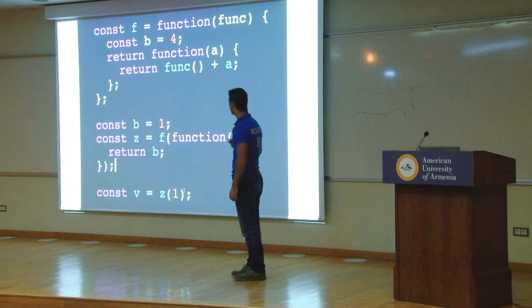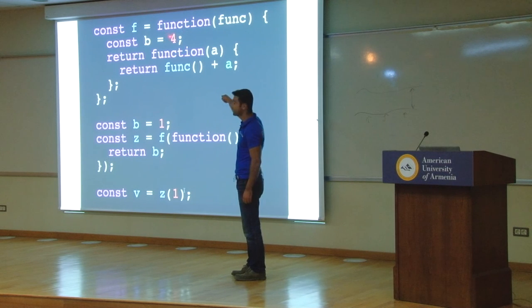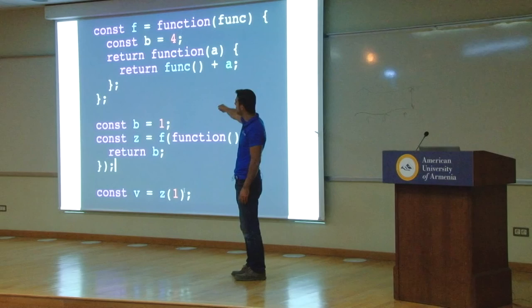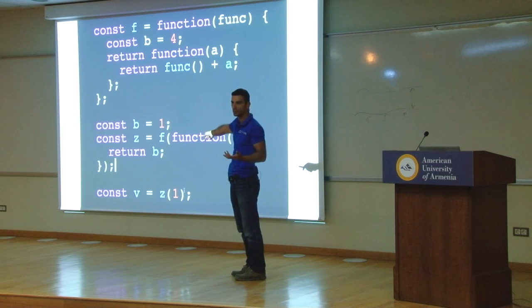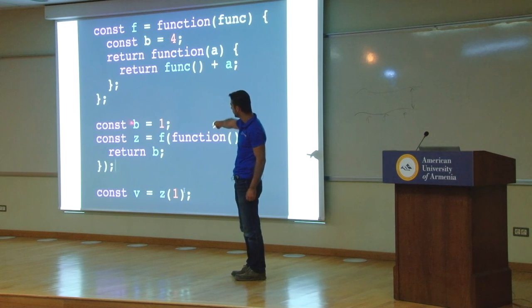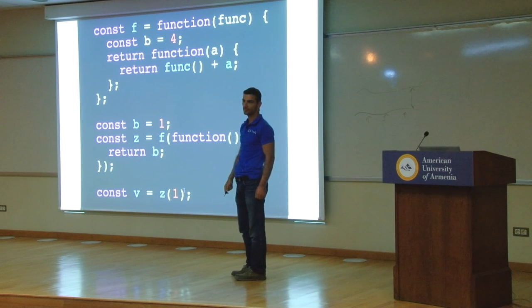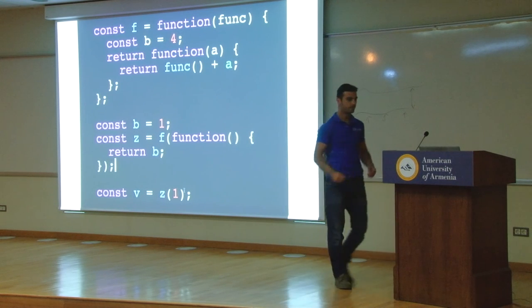Is that clear? People often think it's this. They think, okay, it's running here. It's looking for a B. There's no B here, so it goes up and finds this, right? You can almost think of that. It makes somewhat logical sense, but wrong. It's based on where it's made, where it's declared. It's declared here, therefore it's this B here, even though it runs there. Make sense? It's a good question to know.